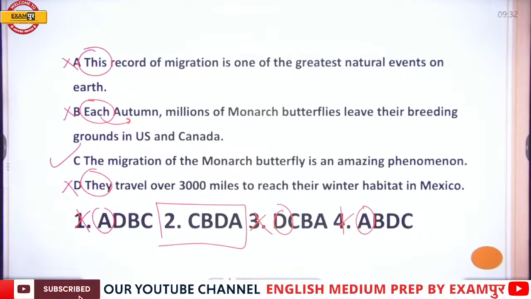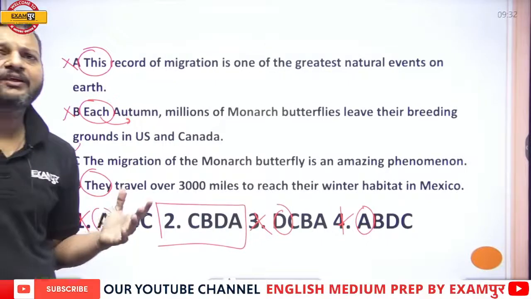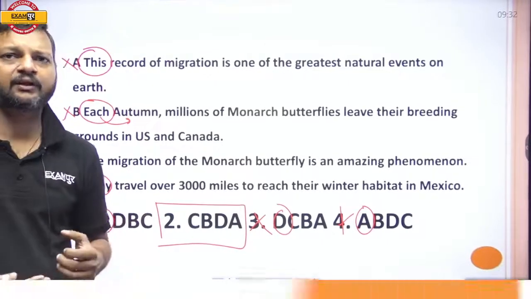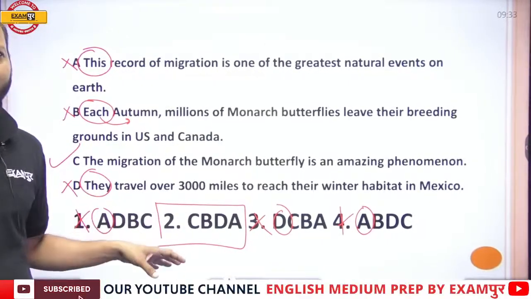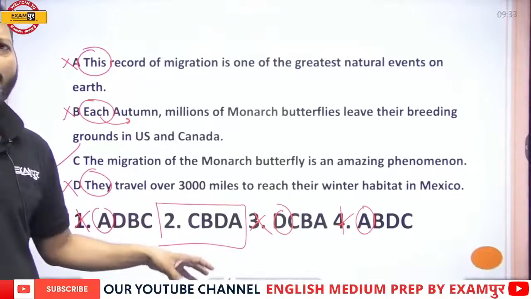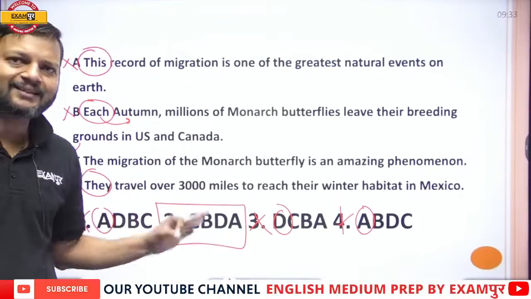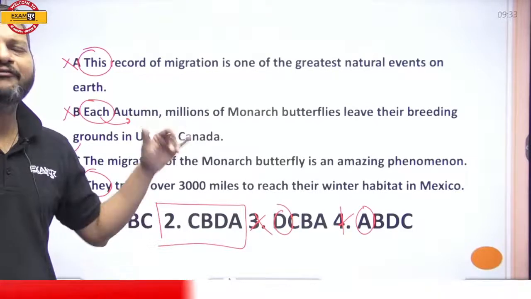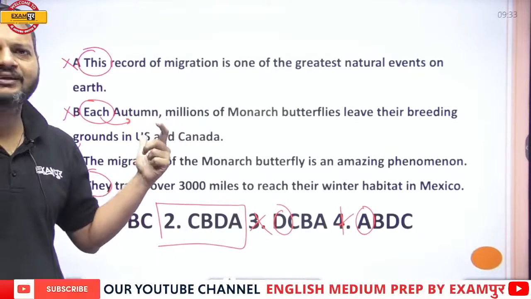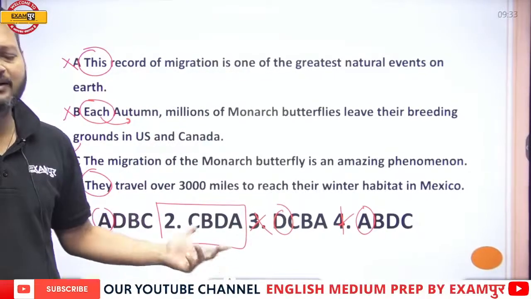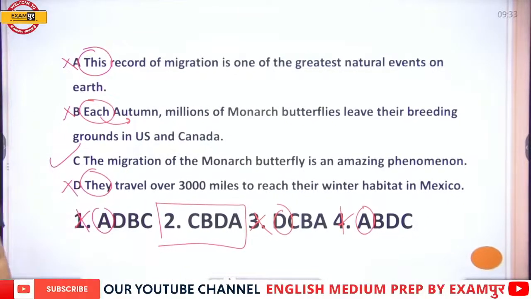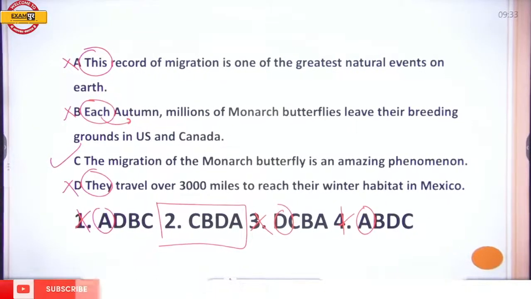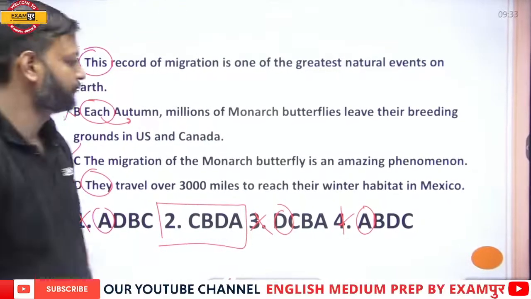See, finding the first sentence of the paragraph is a very important thing, because as you can see here, out of 4 options, only one option has C as the first sentence. So once you have found the first sentence of the paragraph, you can easily tell the answer. Okay, so the correct answer is CBDA.